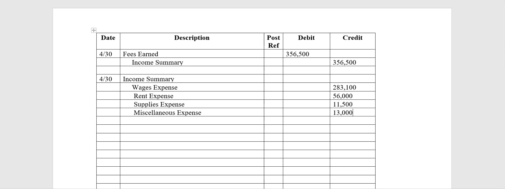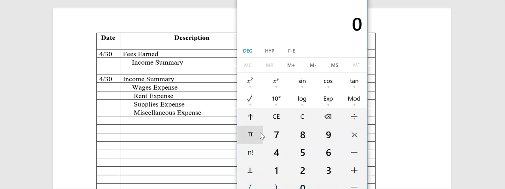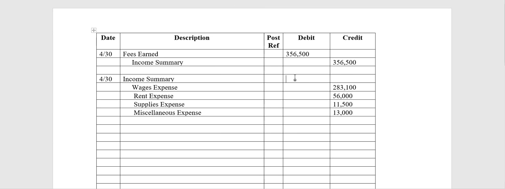The amount of $13,000. So now we simply need to add all of those accounts together. So we have $283,100 for wages, $56,000 for rent, $11,500 for supplies, and $13,000 for miscellaneous expense. So in total, we have $363,600 in total expenses. So that's what we're going to debit our income summary for, $363,600.